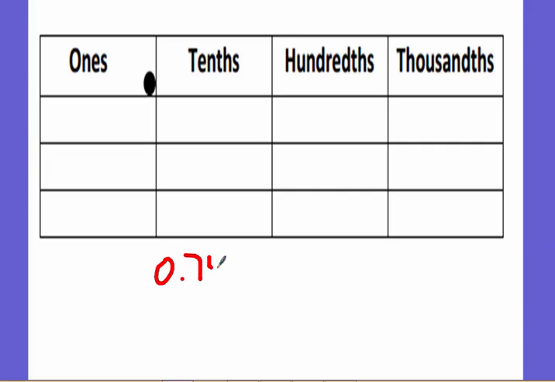Here I have 74 hundredths plus 59 hundredths. So here I have a 7 in my tenths, so it's going to be 1, 2, 3, 4, 5, 6, 7, and a 4 in my hundredths, so 1, 2, 3, 4. For my next one, I have a 5 in my tenths, 1, 2, 3, 4, 5, and a 9 in my hundredths, 1, 2, 3, 4, 5, 6, 7, 8, 9.